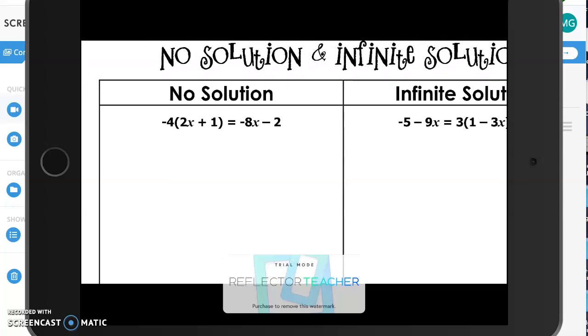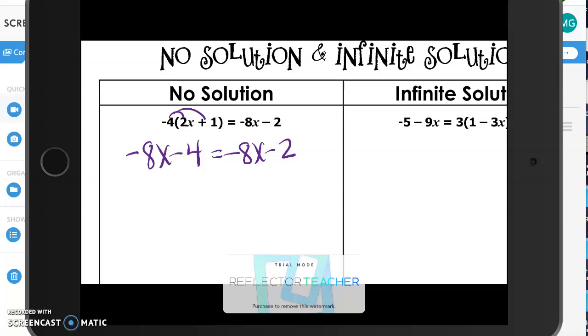So these equations are going to be solved just like the last set of notes. Distribute if needed, combine like terms if needed, move your constants to one side and your variables to the other, and then finish solving. So for our first one, we need to distribute -4 to both sides, giving us -8x minus 4 equals -8x minus 2.